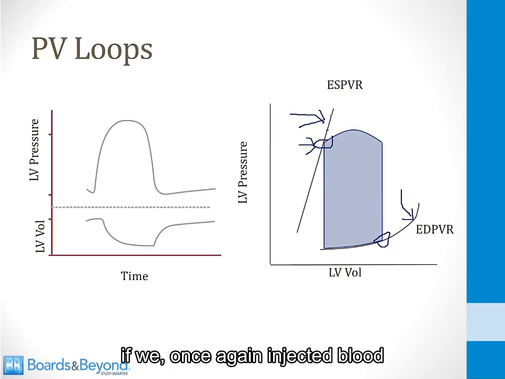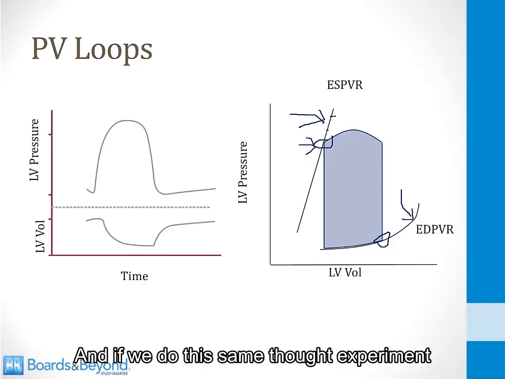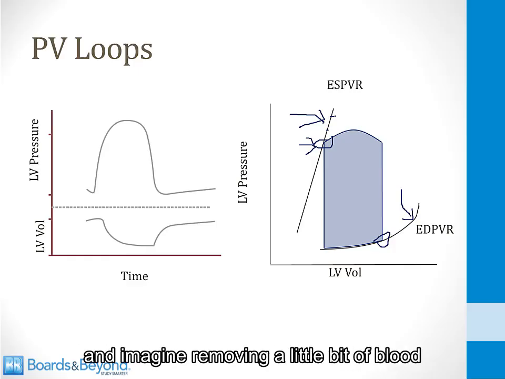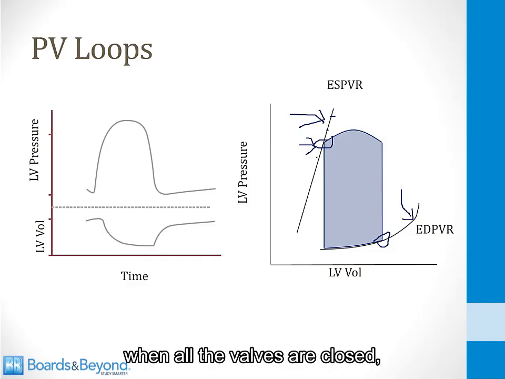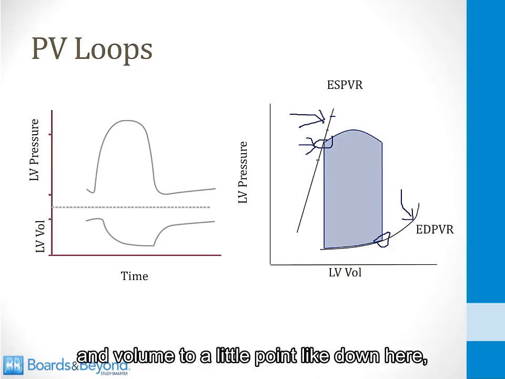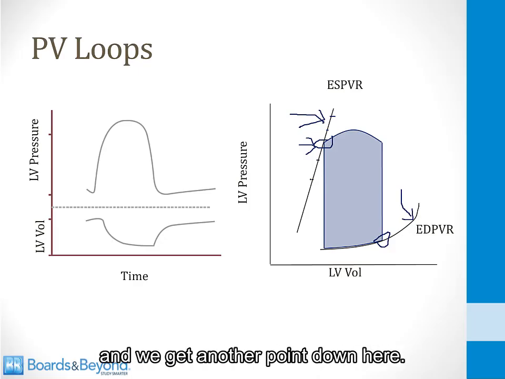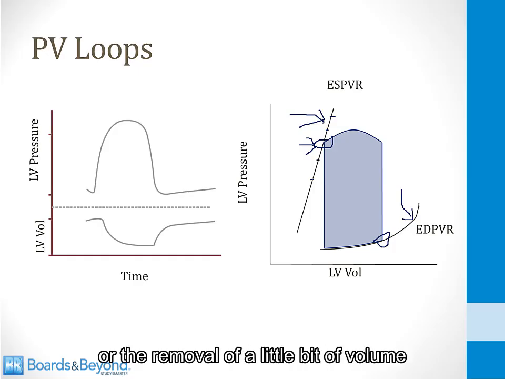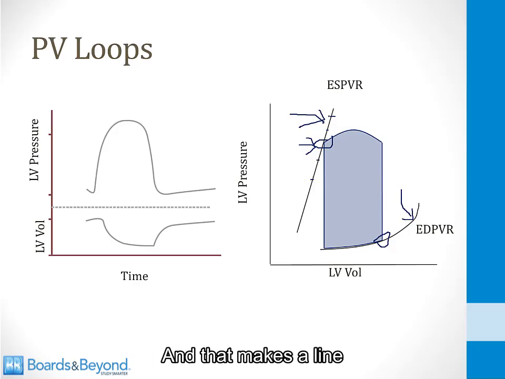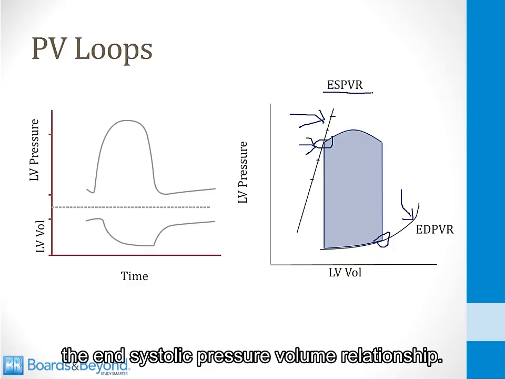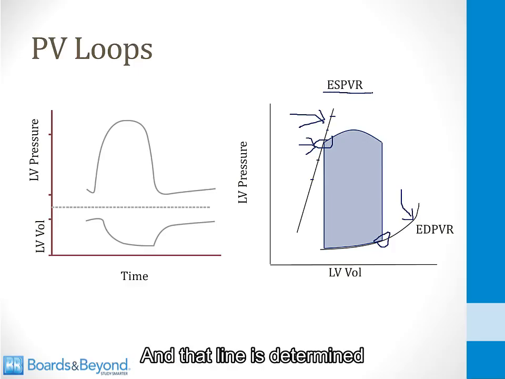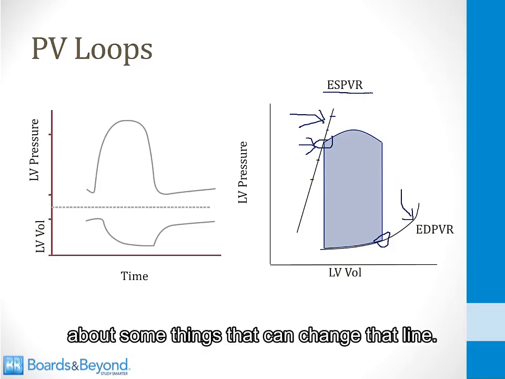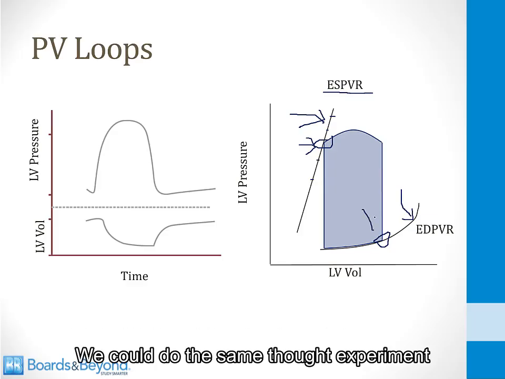If we once again injected some blood, we'd get another point right here. And if we do this same thought experiment and imagine removing a little bit of blood at the end of systole when all the valves are closed, we would lower the pressure and volume to a little point like down here, and we could remove some more blood and we'd get another point down here. So from this thought experiment, you can see that the addition of a little bit of volume at the end of systole or the removal of a little bit of volume creates a series of points, and that makes a line, and that line is called the end systolic pressure-volume relationship. And that line is determined by characteristics of the myocardium, and we'll talk later about some things that can change that line.